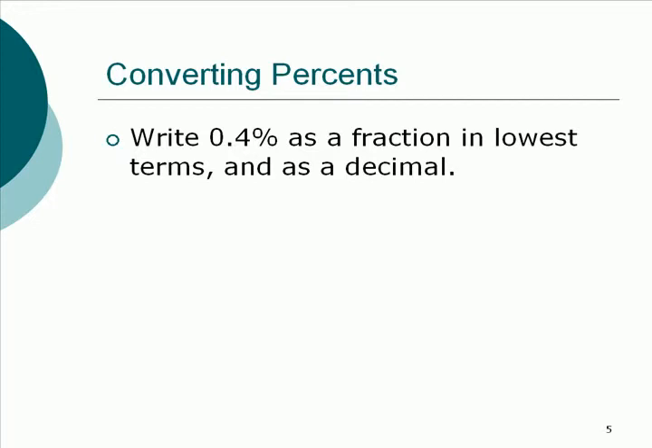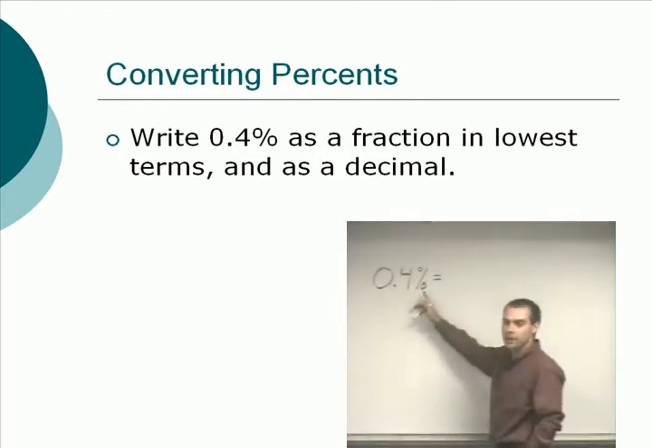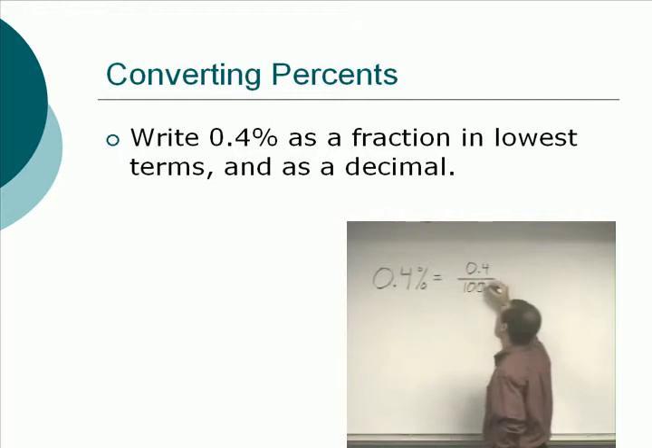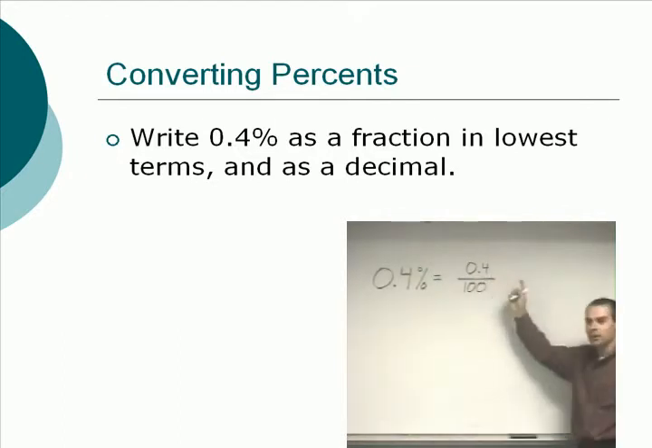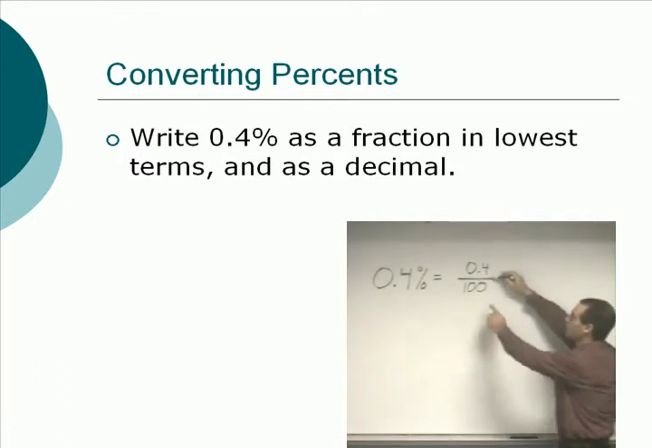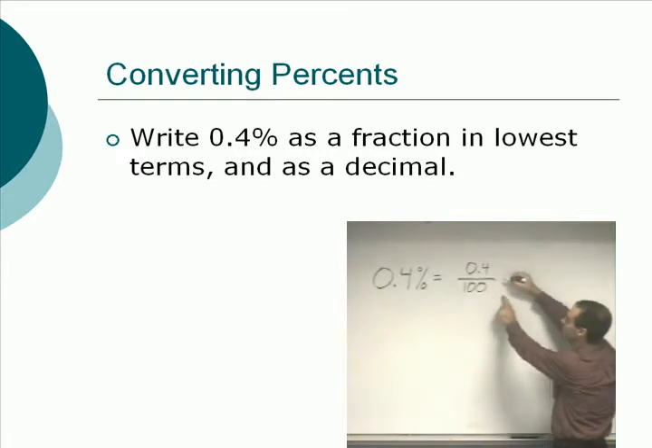Well, let's start out with the fraction. 0.4% will become, again, all you do is think of that percent sign as a fraction bar over 100. So we would write this as 0.4 over 100. But you can't have a decimal as part of your fraction, so we can just move it over. But what do you have to do if you move that decimal over? You have to move the decimal on the bottom over also, which means we have to tack on another 0.